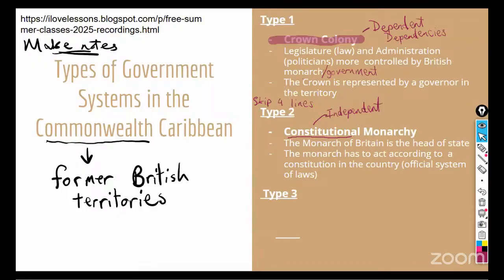Any constitutional monarchy, they have elections, they choose a prime minister, there's an opposition, right? So the government is more or less independent. The only difference is that the official head of state is the monarch. So the government has a prime minister and elected officials.